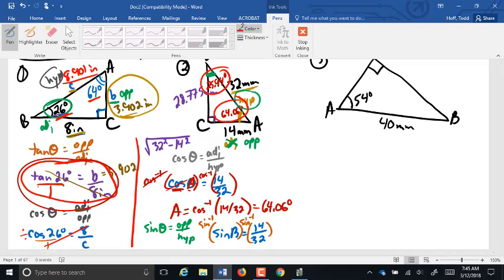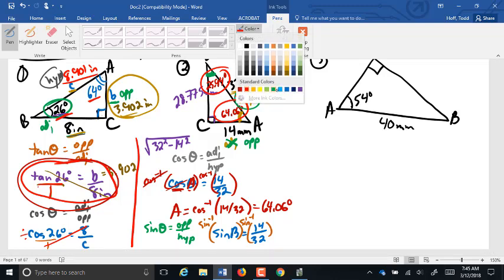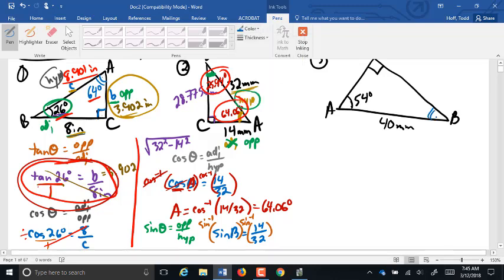Over here, I can rather quickly find angle B by doing what? Perfect. 180 minus 90 is 90. 90 minus 54 is 36 degrees. This is side A over here and side B. Remember, the sides are labeled for the angle they are opposite. This side here is across from this angle, so that is side A. This side here is across from this angle, so that's side B.